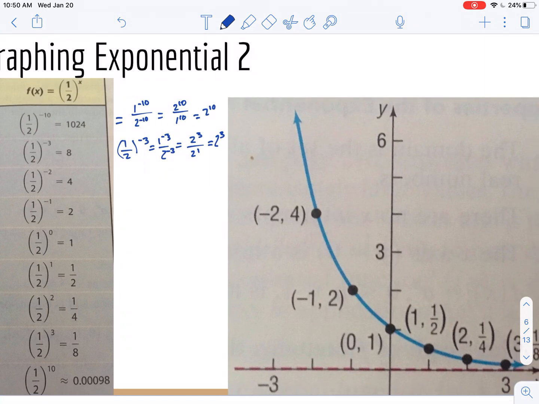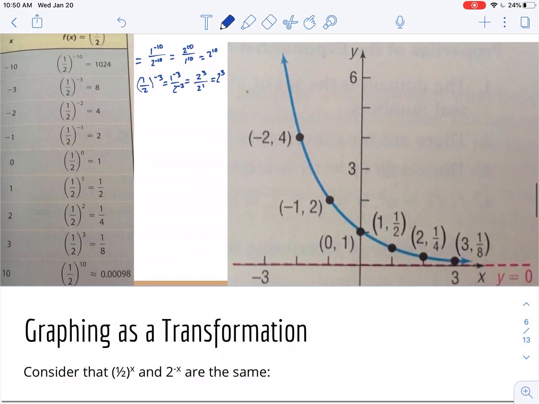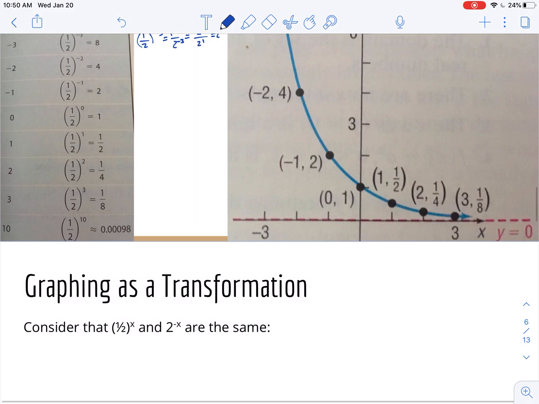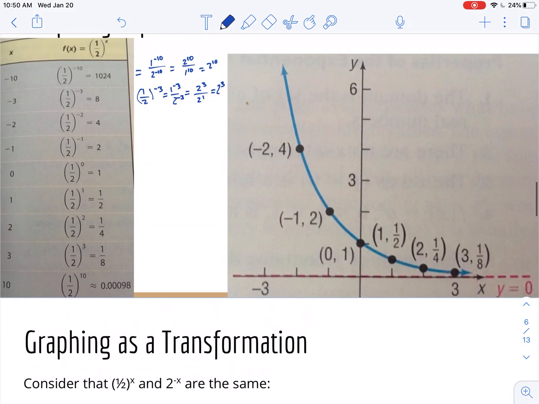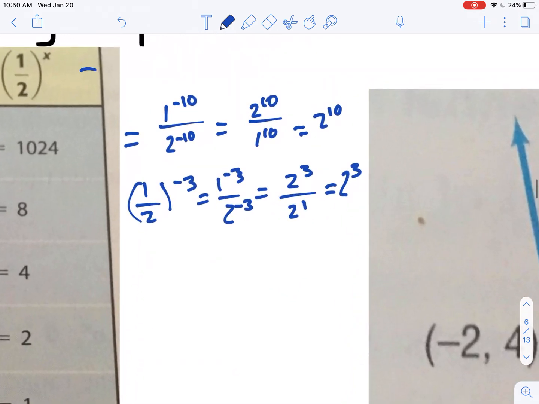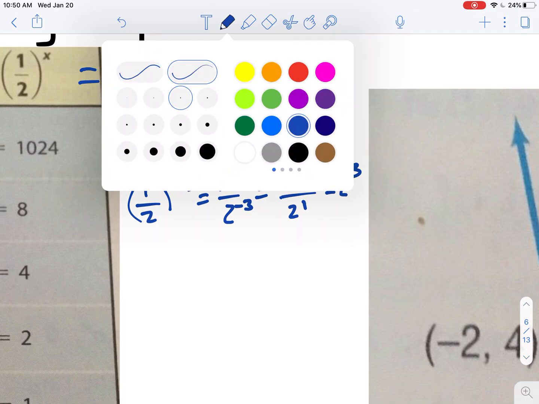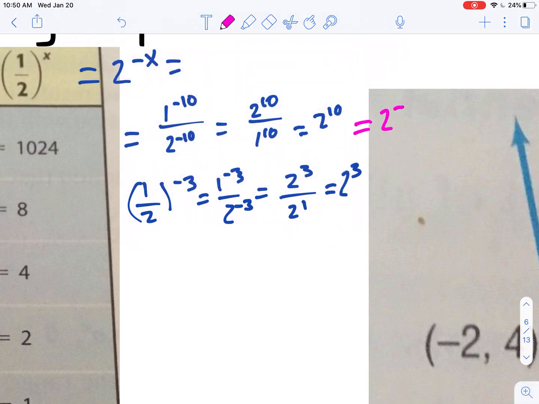So it just flips the graph. This flips the graph along the y-axis. And when we look at it flipping the graph along the y-axis, we can say that 1/2 to the x power and 2 to the negative x power are the same thing. Because let's consider if I just plug this in as 2 to the negative x. Well, if I plugged it in as 2 to the negative x, then I could say down here, all right, 2 to the negative 10 is just equal to 2 to the 10th. 2 to the negative 3 is just equal to 2 to the 3rd.